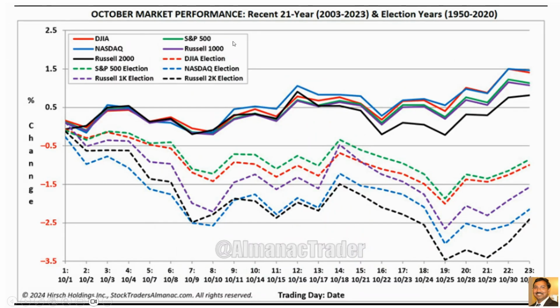And this is October market performance. October is very bearish in election years. For the S&P 500, the dotted lines are the election year pattern and the solid lines are the regular year patterns. And all the dotted patterns are going down, especially the S&P, Nasdaq, Russell, and the Russell small cap and mid cap.